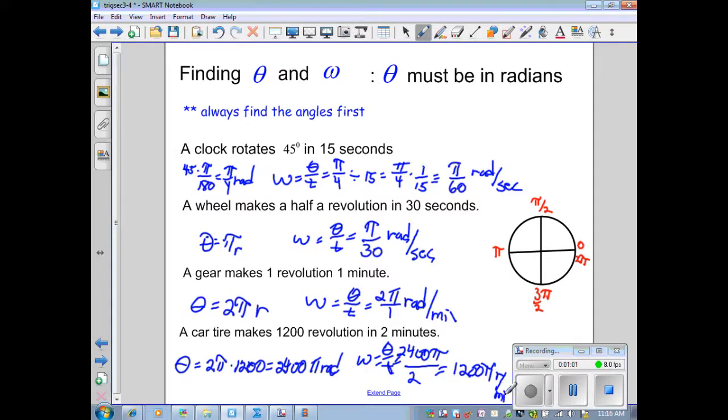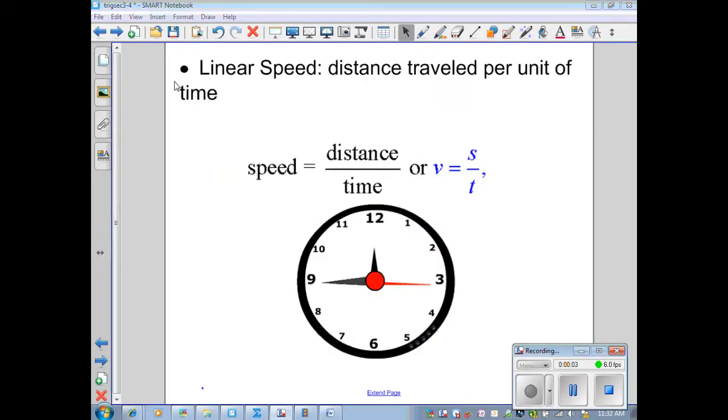Let's continue with another definition, linear speed. This deals with distance traveled per unit of time. Here, speed is defined as distance over time, or velocity equals s over t. And from previous sections, we know what s means, which is arc length, which is going to equal r times theta, where r is the radius of the circle.